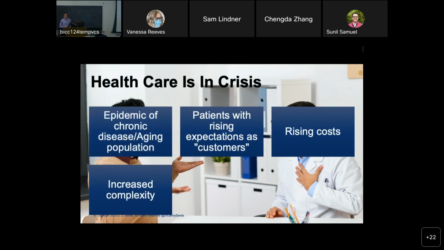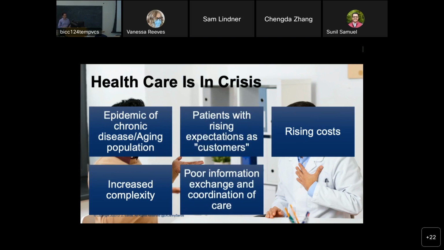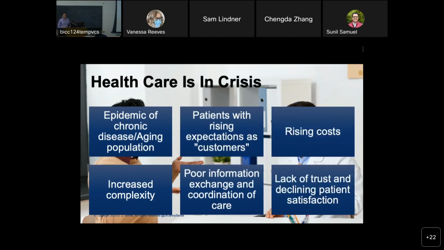Rising costs. In the U.S., we spend over a fifth of our GDP on healthcare, and we are proud to have the 35th best healthcare system in the world for that. And we have an increased complexity with our system, not just on the medical side, but on the transition side. We have an increasing number of hands that touch patients. We have poor information exchange and coordination of care, and we have a lack of trust and declining patient satisfaction. And I'm only listing a few of the things that afflict our healthcare systems.